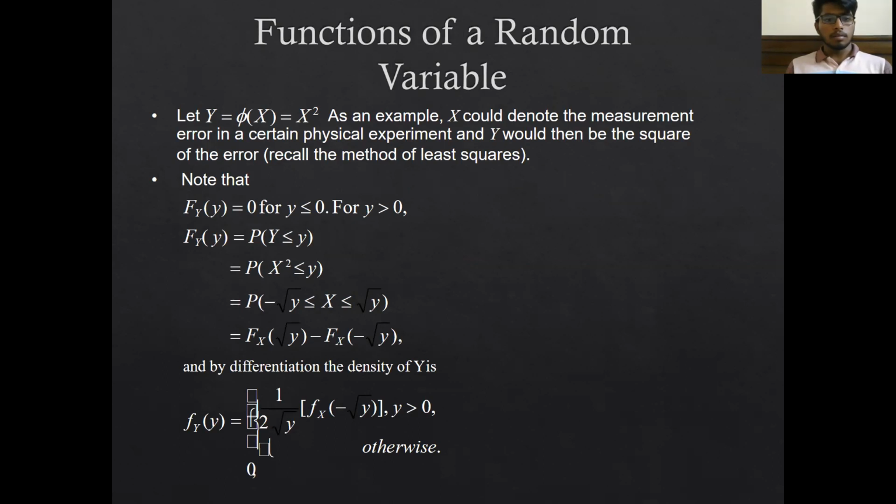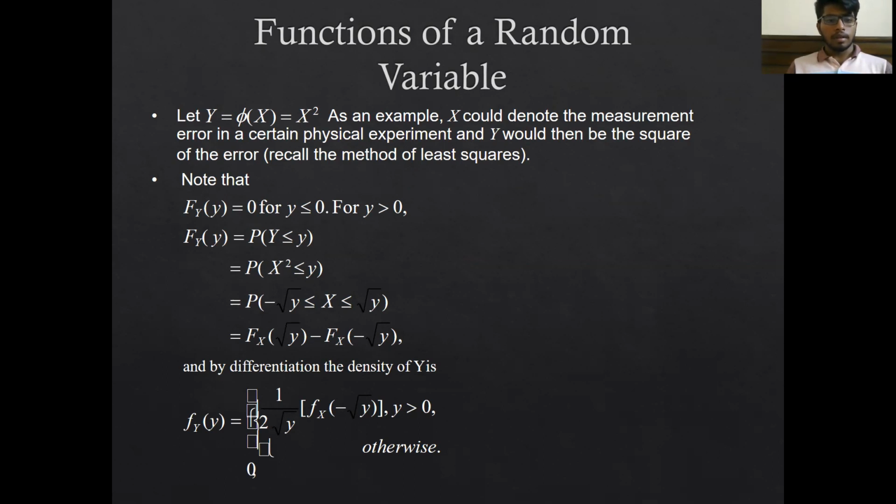Functions of a random variable. Let y equals phi of x equals x square as an example. X could denote the measurement error in a certain physical experiment, and y would then be the square of the error. Recall the method of least squares.